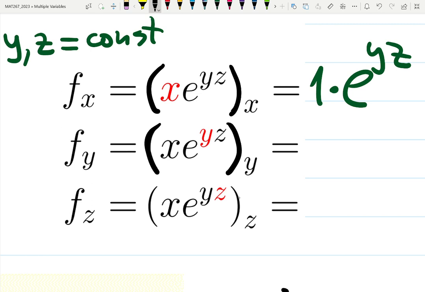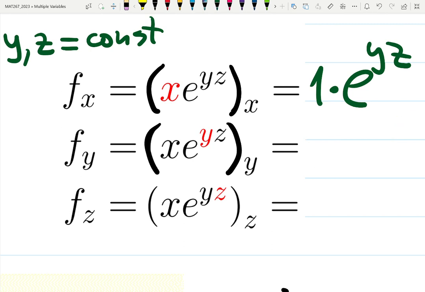Multi-languages is a curse. So you tell your brain y is a variable because we're differentiating with respect to y. Everything else is a constant. So imagine x is 10, z is 10, for example, doesn't matter. So what is the answer? zx e to the yz. Agree, disagree? Let's do it step by step.